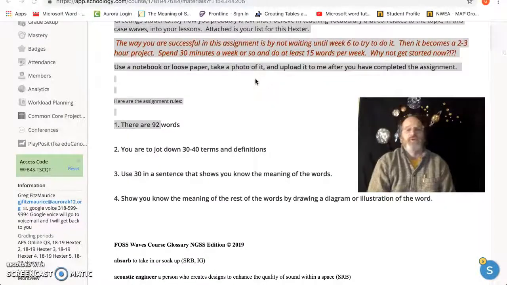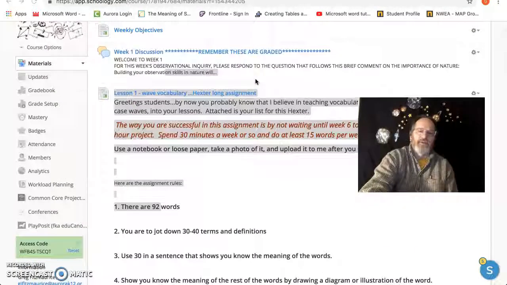Just a quick note, if you have not finished Hexter 4, if you did not get a passing grade in that, you can still make it up this Hexter. So don't despair. You can get those assignments turned in, get enough credit for a passing grade if you did not pass. But now we're moving on to Hexter 5, Week 1, and let's start here.